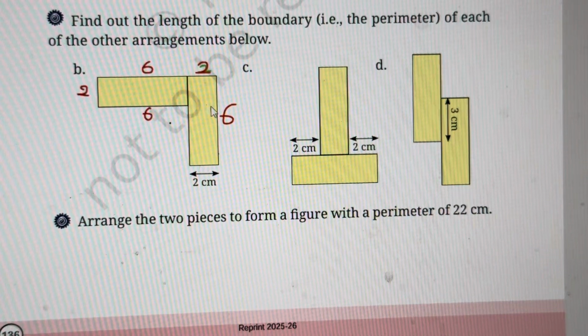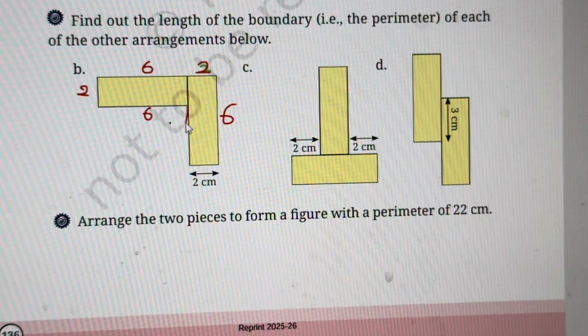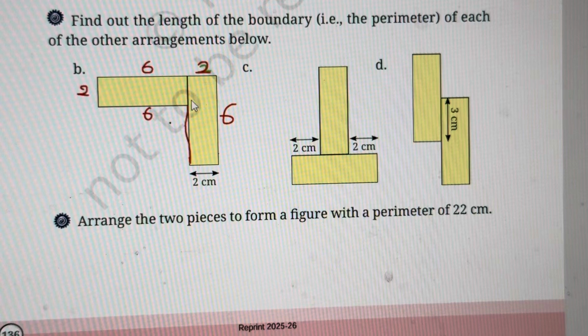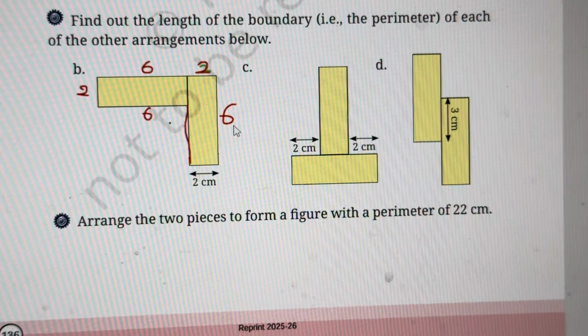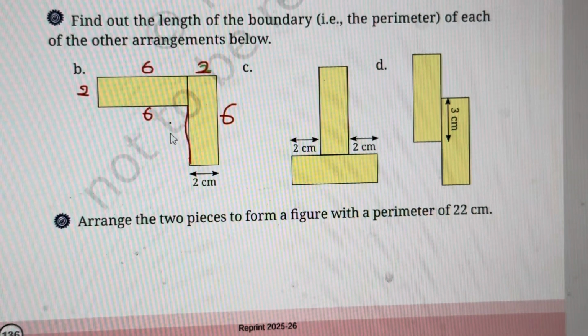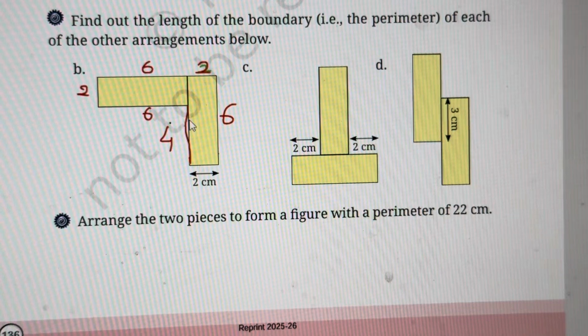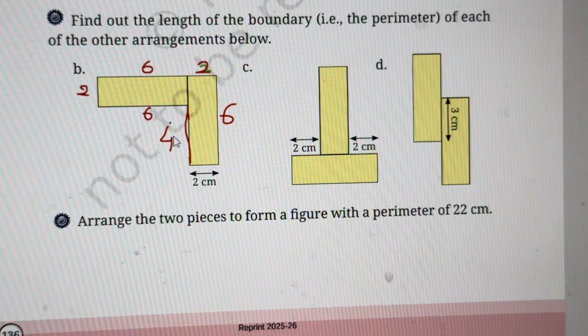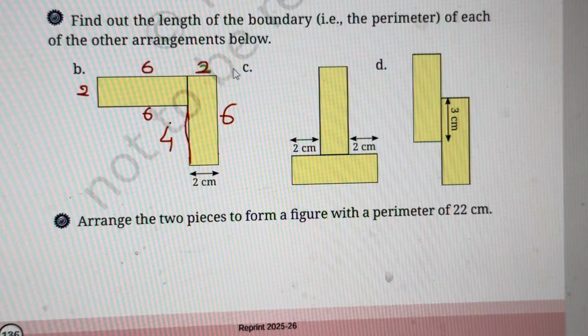But now this one, this length. What has happened here? Total is 6, but from that, this 2 is removed. So 6 minus 2 will be 4. So this is 4 centimeters from here till here. This is the most important part which you should know. Now if we add all the sides, then let us see what perimeter we get.